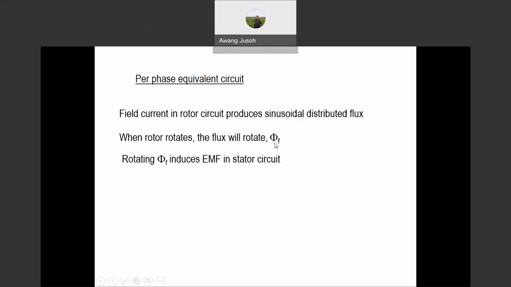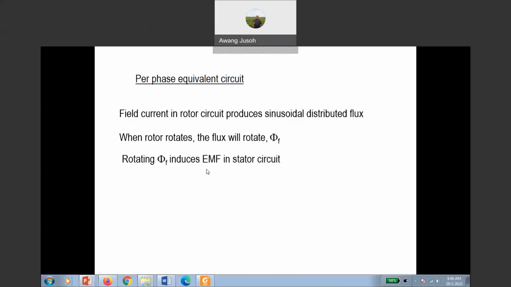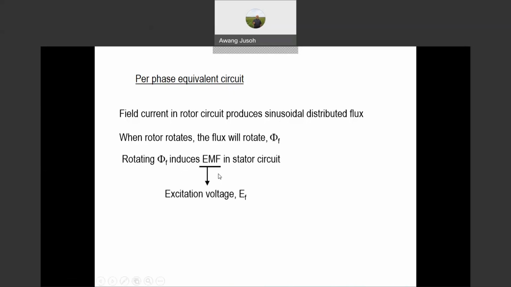Alright. So when the flux is rotated by the prime mover at synchronous speed, this flux F will cut the stator conductor and EMF will be produced in the stator circuit. You know this Faraday's law: when flux cuts the conductor, it generates EMF. So flux F generates EMF in the stator circuit. The EMF produced is known as the excitation voltage, EF. So flux F generates EF on the stator side. EF is known as the excitation voltage. Very important name, excitation voltage.